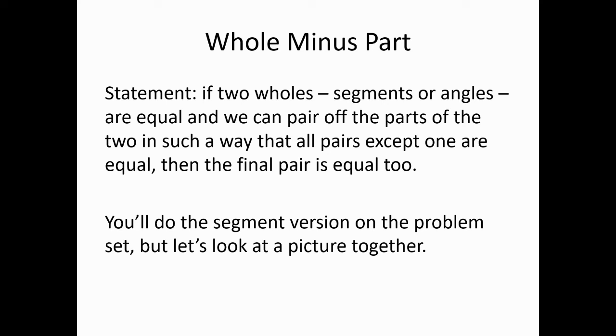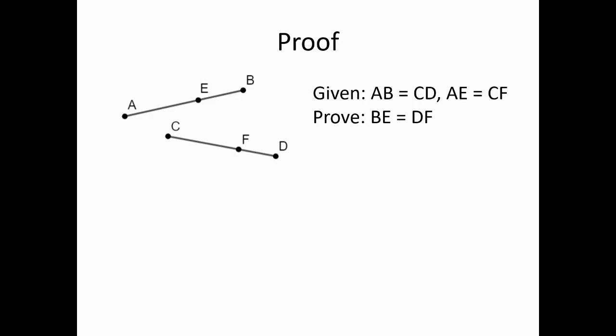It says that if we have two wholes that are equal, and we can pair off the parts of the two in such a way that all pairs except one are equal, then the final pair is equal too. Okay, so this, of course, feels like subtraction, doesn't it? So let's see, what are we given? We're given that AB is equal to CD, so the wholes are equal. And then we're given that AE is equal to CF. That is, we can pair off one pair of parts that are equal, and then it will follow that the other pair of parts, that is BE and FD, must be equal as well.